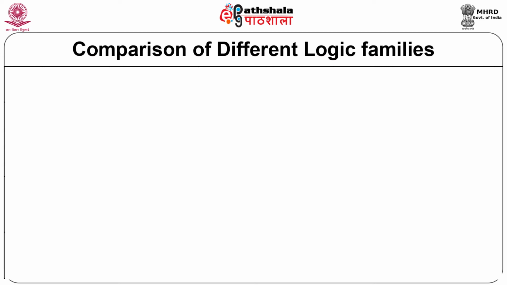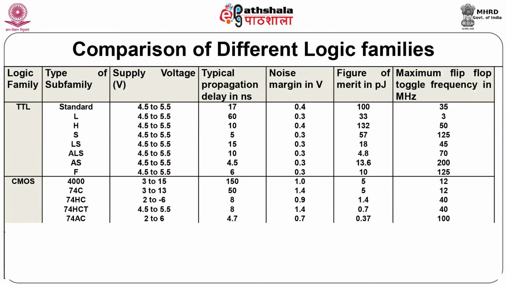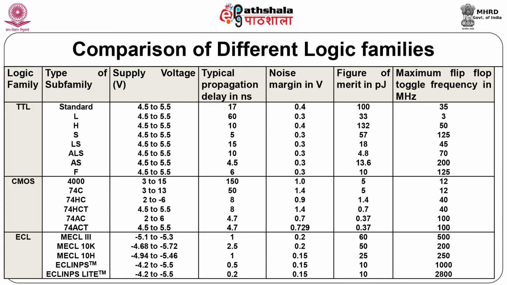Comparison of different logic families. The table shows a comparison of various performance parameters of the three logic families, namely TTL, CMOS and ECL. The data given in case of CMOS families are for VDD equal to 5 volt. In case of ECL family, the data is for VEE equal to minus 5.2 volt.